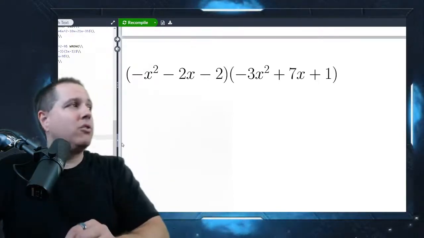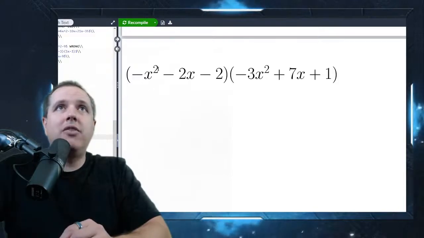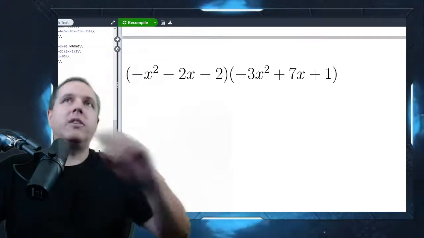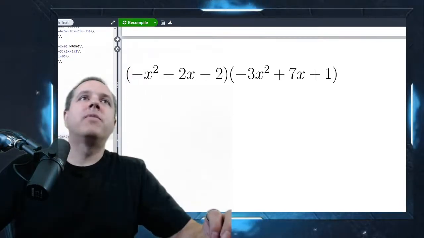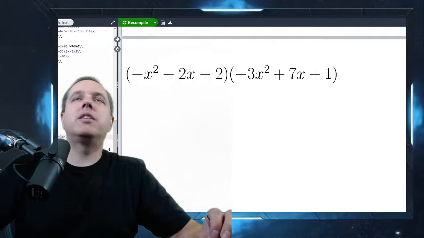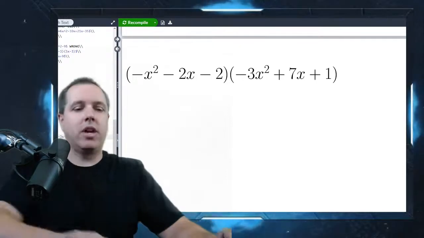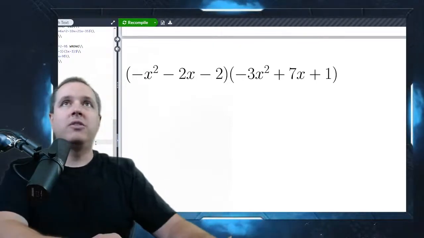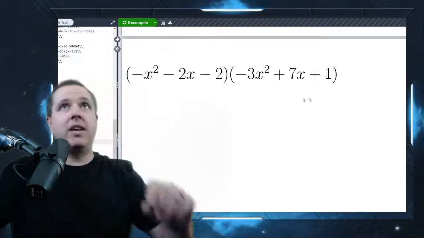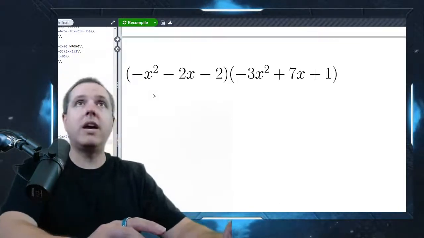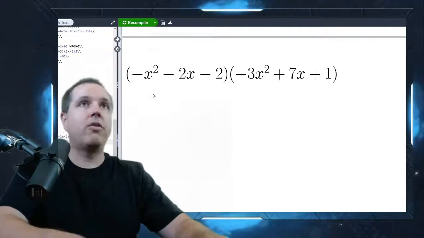So what I'm going to do, I'm first going to go through and multiply everything by the negative x squared. I don't know if I'm going to be able to get the spacing right on here. Okay, let me try this. So I'm going to multiply everything in the second polynomial by this negative x squared. So that's going to give me 3x to the 4th.